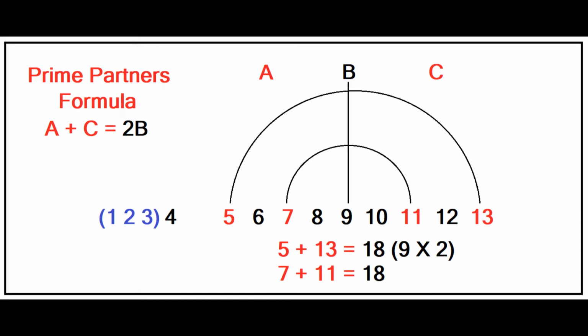To take a look at that formula closer, if we add 5 plus 13, we get 18, which is the center point times 2, 9 times 2. If we take 7 plus 11, that sum is also 18. So both of those follow the A plus C equals 2B formula.